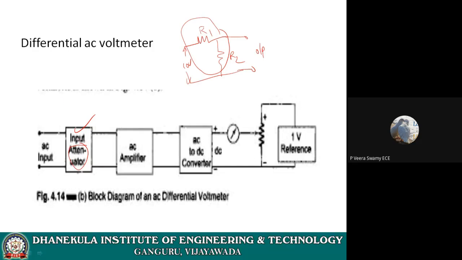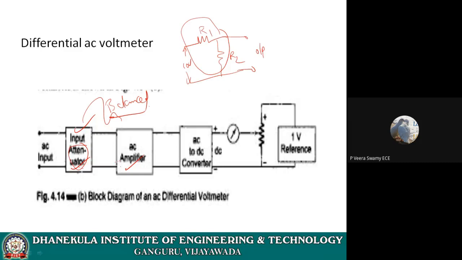So you can balance the input. That's why here we are using an attenuator and here we are using an amplifier. Between these two, the circuit is completely balanced. Sorry, the quantity is balanced. That's why here we are using an attenuator and amplifier.